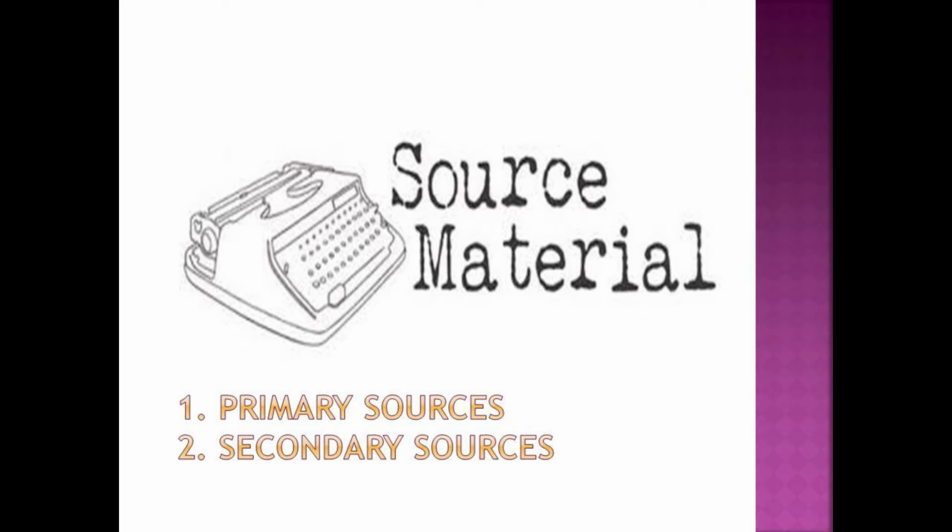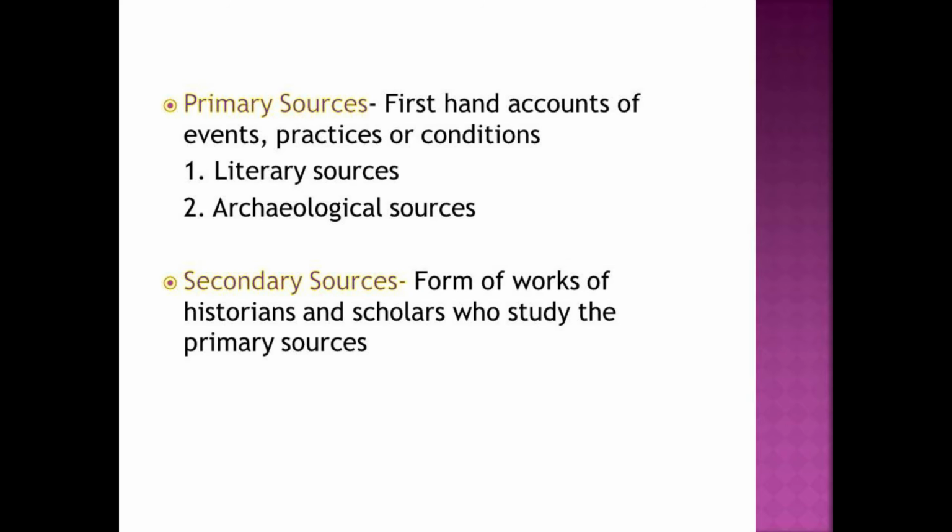My dear students, the various events and changes which happened in the modern period are studied with the help of a wide range of source materials. Source materials are of two types, namely primary and secondary. These source materials are required to study the history of the modern period. So, my dear students, let's understand what primary sources are.